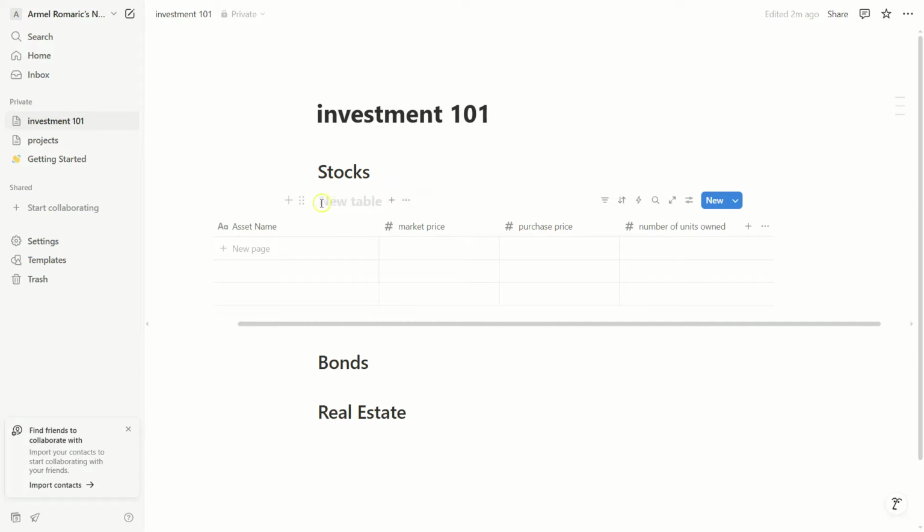Finally, add a notes section to jot down your thoughts on market trends or future investment plans. This helps us because, in investing, keeping track of your thoughts and observations can be as critical as the numbers.